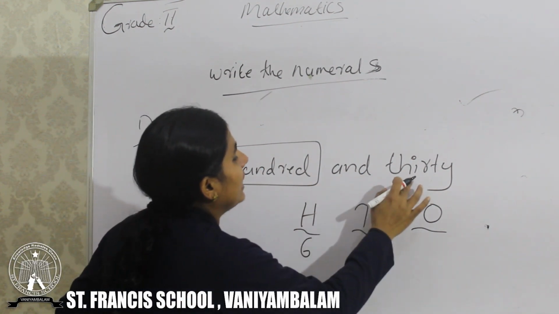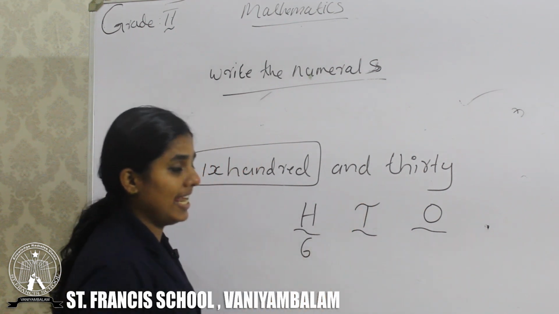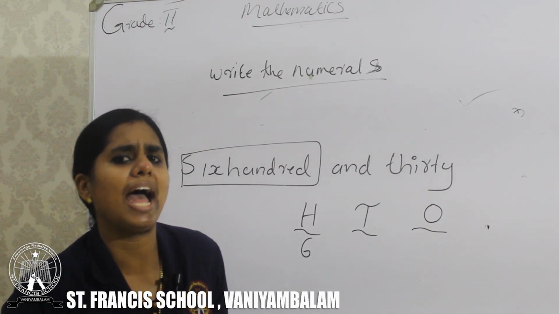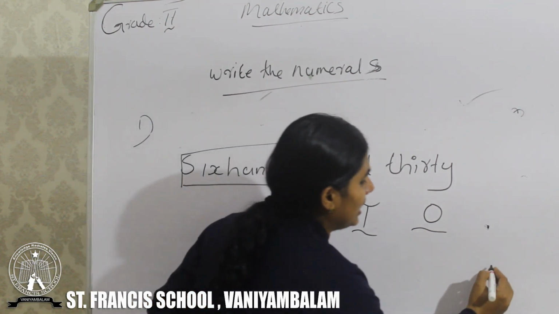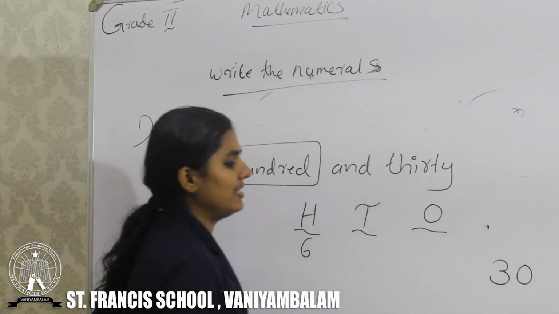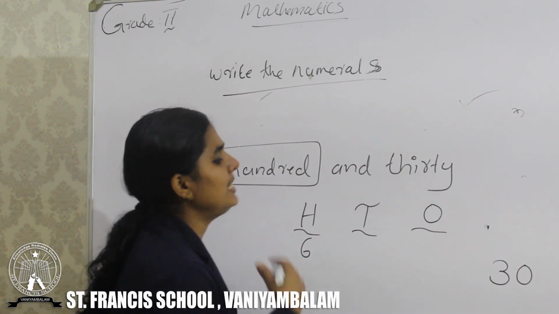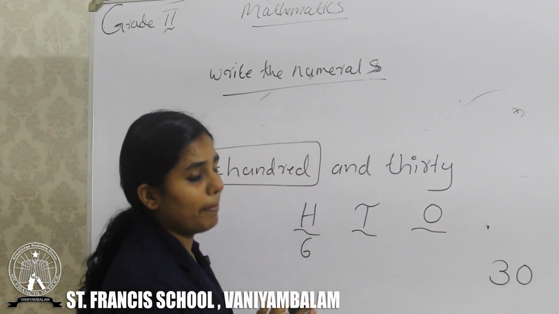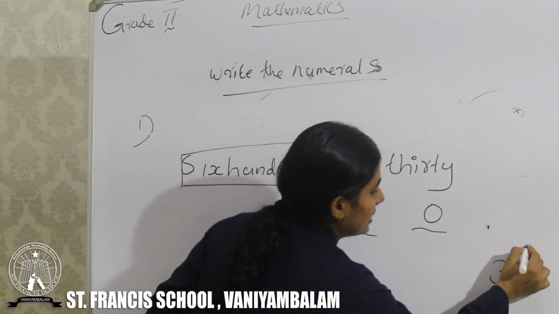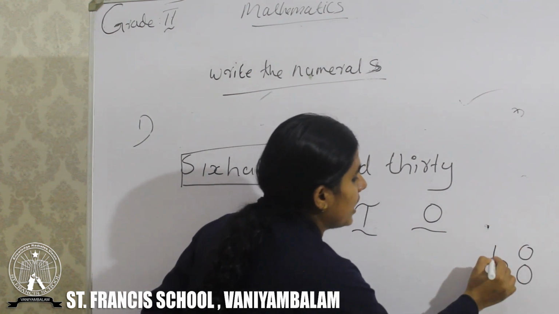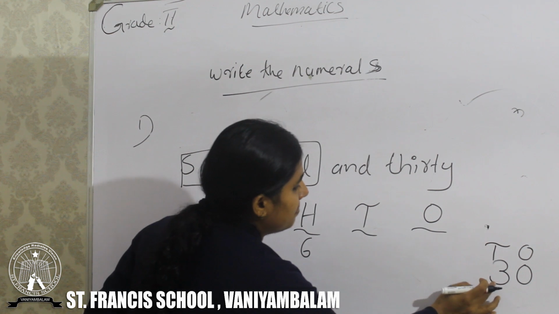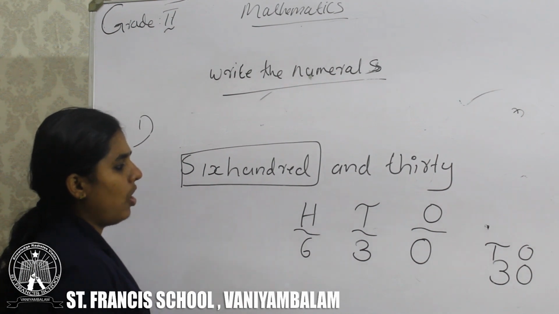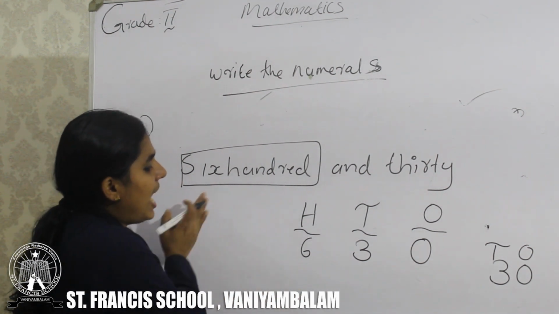After that, look, 630. 30, THIRTY, not 13. How to write number 30? This is number 30. Every time, the right side of this number is the ones place, and left of the ones we have tens. The tens place we have number 3. The ones place we have number 0.